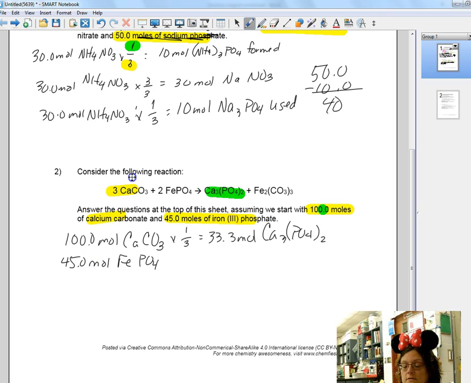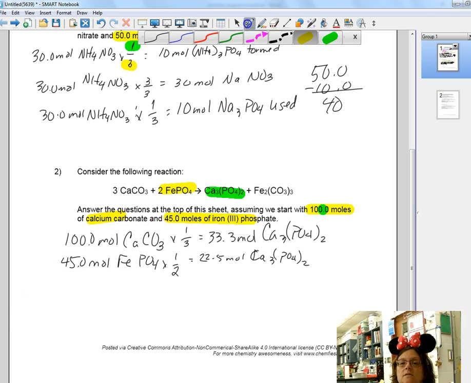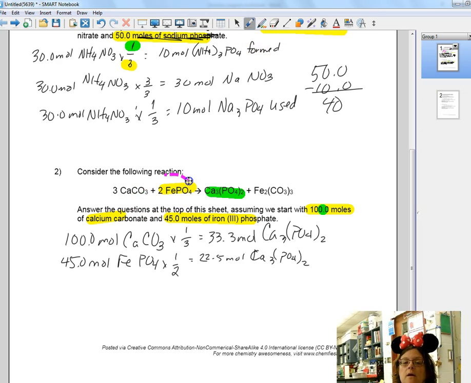Then we're going to calculate, same needed, but our new given is going to be our iron phosphate. We have 45 moles of iron phosphate. Our ratio is a 2-to-1 ratio. 45 divided by 2 gives me 22.5 moles of calcium phosphate. All right, which is smaller? If you said iron phosphate made a smaller amount, ding, ding, ding, you win.